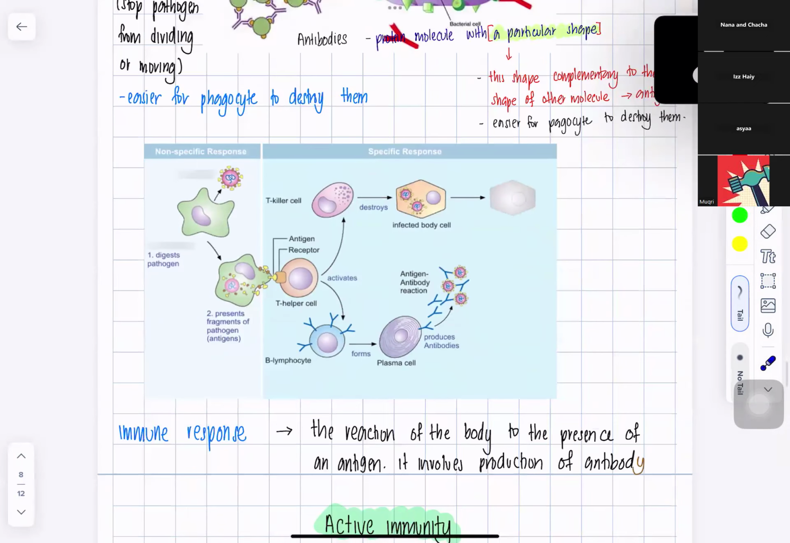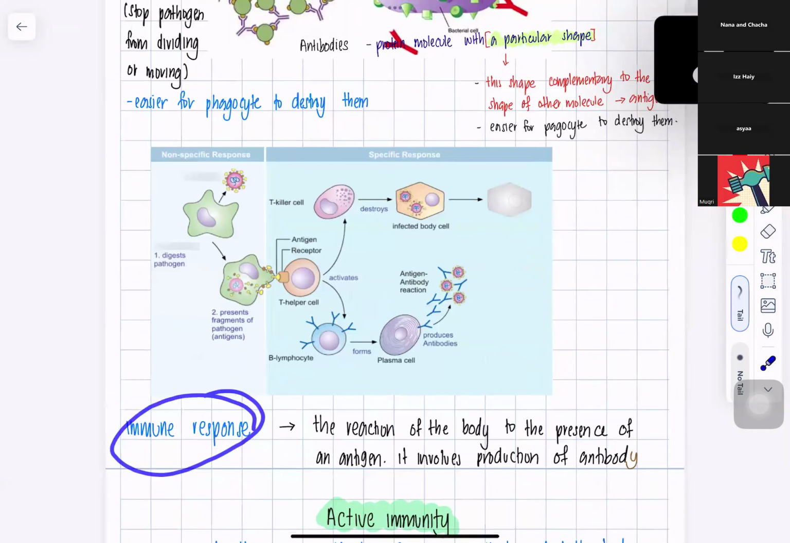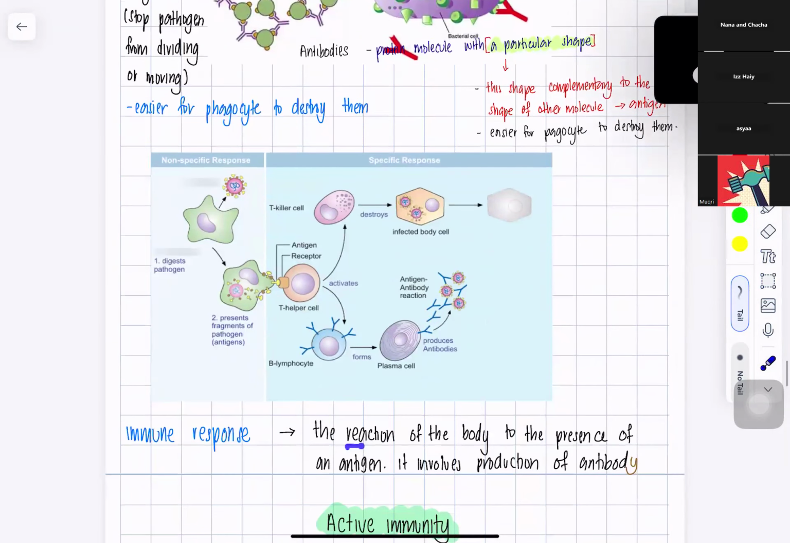Immune response, now we go. The immune response is the reaction of the body to the presence of the antigen. So it involves production of antibodies.